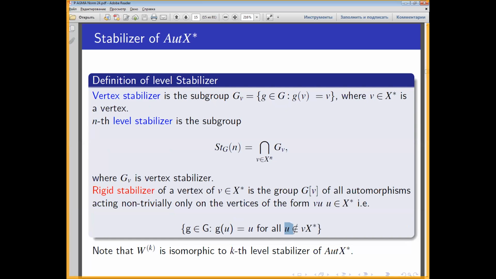Complement of this tree, but not to this tree. Then it's fixed, then it's fixed, if it does not belong to subtree Vx star. And the stabilizer level is well known to be a normal subgroup too.